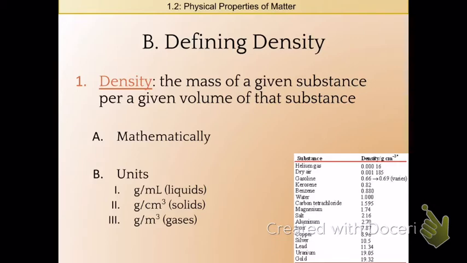Now, over on the lower right-hand corner of the slide, there's a bunch of examples of substances, and what I'd like you to do is to write down about 3 of them. Try to pick one gas, one liquid, and one solid, and use those as examples of densities and how much densities can fluctuate between materials.